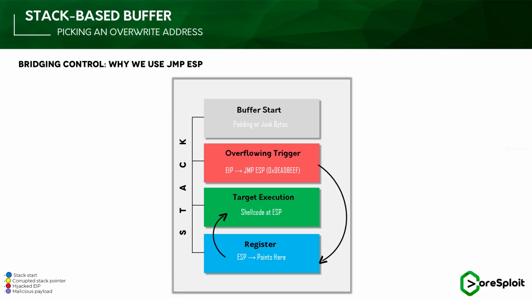Here's why. ESP points directly to the top of the stack. Our shellcode resides just after EIP in the overflow buffer, typically at ESP or close to it. So, if we find an instruction that executes jump ESP, we can insert the address of that instruction into EIP. When the application crashes and loads that address into EIP, it will execute jump ESP, landing directly into our shellcode. This is a clean, reliable way to bridge control from a hijacked instruction pointer to our malicious payload.